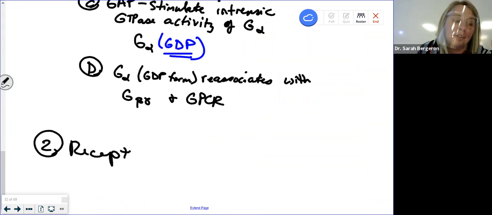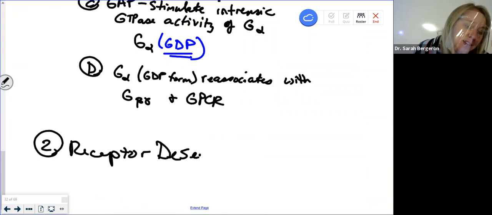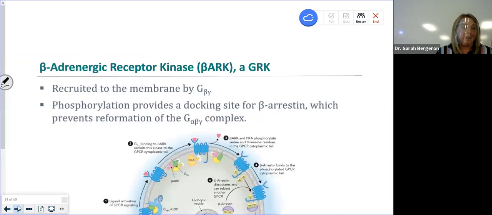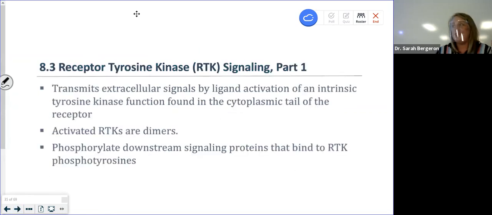Receptor desensitization. I can't even say it. Desensitization. I'll spell it, right? And then you could go through and you could do that pathway, right? So I'm trying to give you all some tools on how to study. Okay. All right. So we just couldn't quite finish that in the last class.